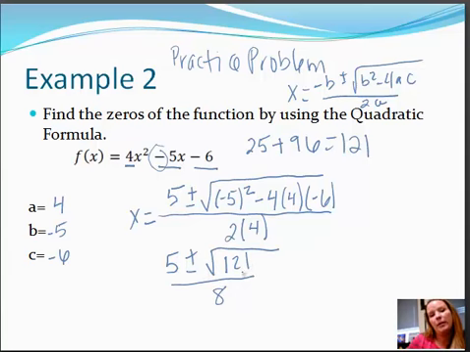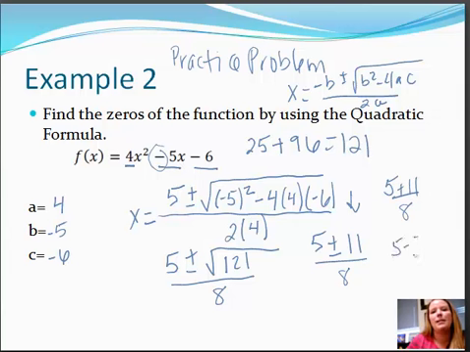Now, the square root of 121 is a perfect square. It's 11. So we're going to say that we have 5 plus or minus 11 over 8. Now because this simplified down, we need to split it up so that we actually get a number instead of just a weird thing. So we're going to say 5 plus 11 over 8, 5 minus 11 over 8. Alright, 5 and 11 is 16 divided by 8. So we have 1, x is 2.